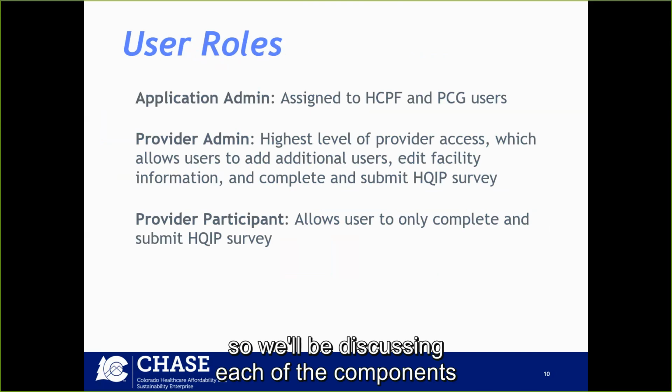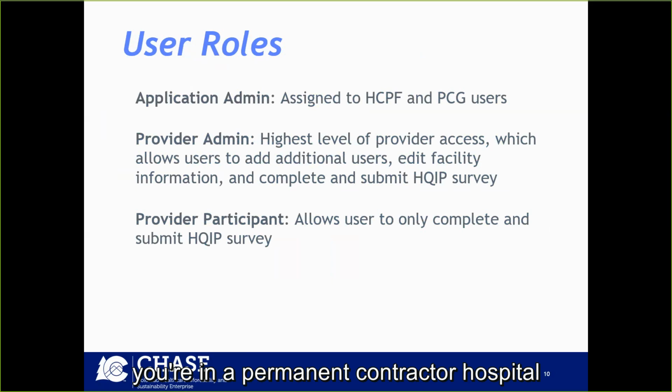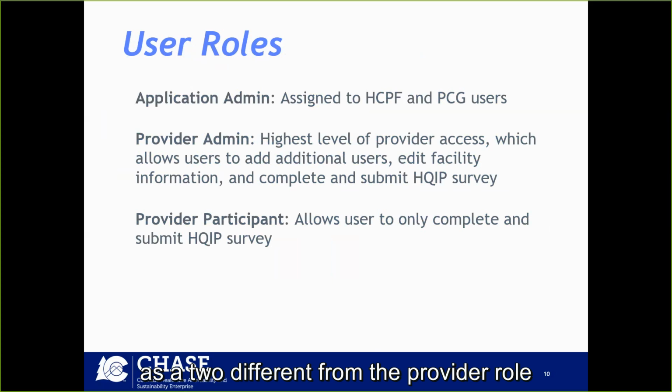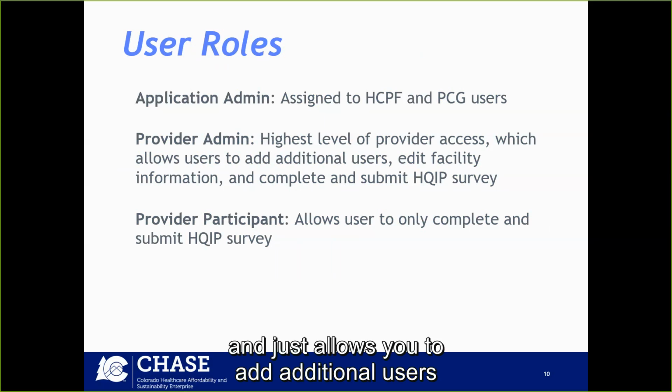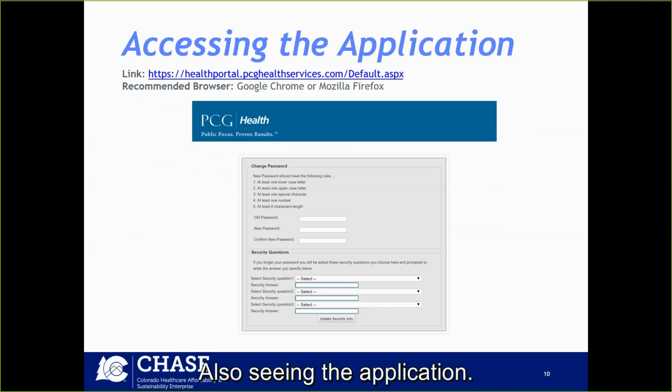So we'll be discussing each of the components in the next few slides. So user roles. This portal has 3 different user roles: application admin, provider admin, and provider participant. If you indicated that you're the primary contact for your hospital, you've been registered as a provider admin. This role isn't too different from the provider participant role. It just allows you to add additional users and make any edits to your facility information. Accessing the application.